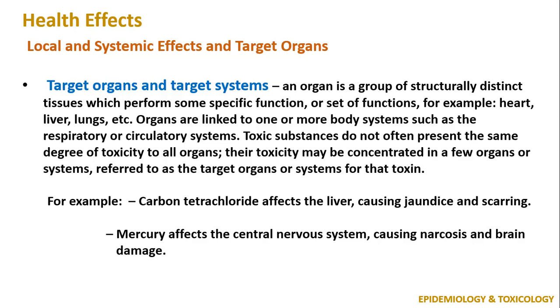The toxic substances do not present the same degree of toxicity to all organs. Their toxicity may be concentrated in a few organ or a system referred to as target organ or system for that toxin. For example, carbon tetrachloride, formula CCl4, affects the liver causing jaundice and scarring. Mercury affects the central nervous system causing narcosis and brain damage.